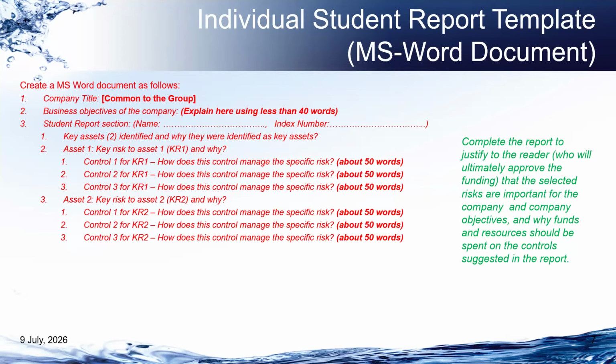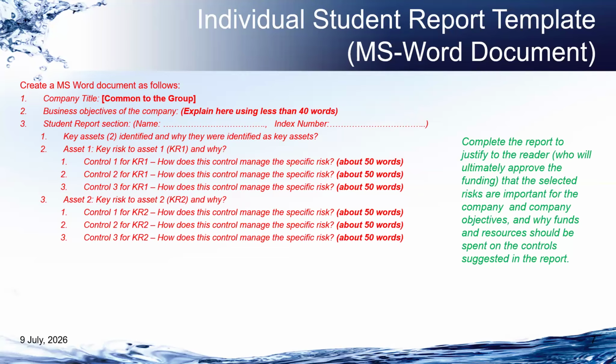But I've changed it. You'll find a single, not a group, but an individual assignment upload link in the VLE, and you need to upload as part of your group. You complete items 1 and 2 as part of the group. So yes, you have the common group name, the company title, and the business objectives of the company. That's common, because it's not the individual interpretation of the business objectives.